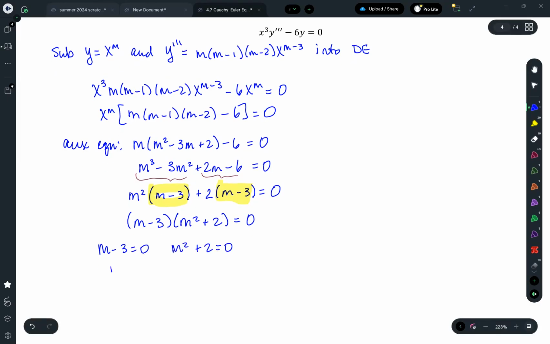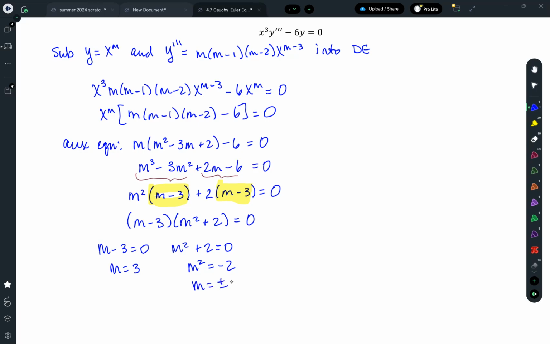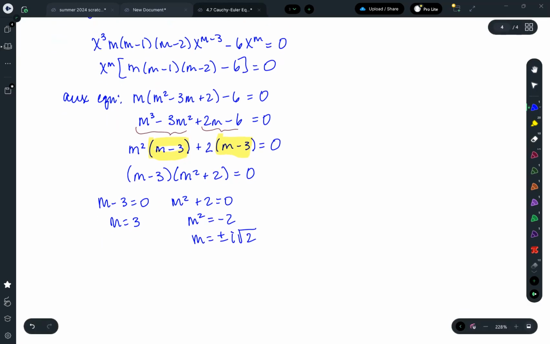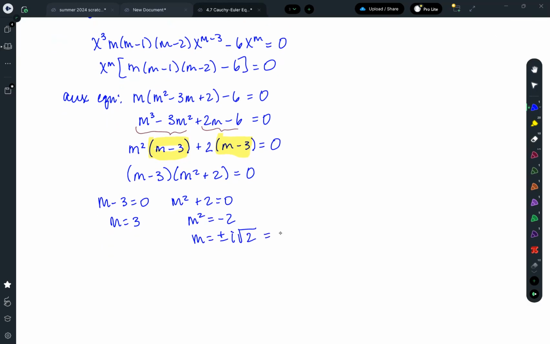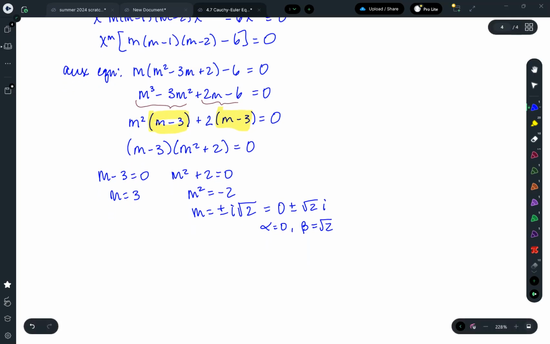The m minus 3 tells me m is 3. The m squared is equal to negative 2, so m is plus or minus i square root of 2. So this is equal to 0 plus or minus square root of 2 i. So alpha equals 0 and beta equals the square root of 2. Okay, so then we can form our solution. We have one real root, and then we have our complex conjugate pair here.